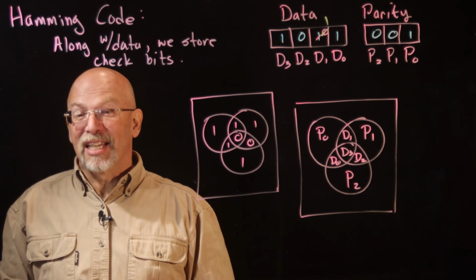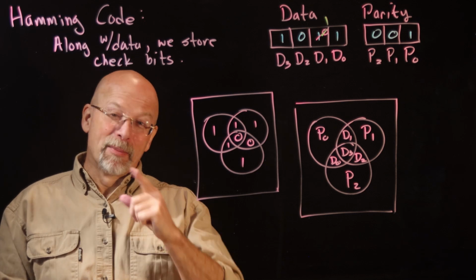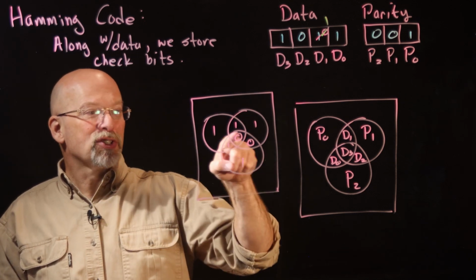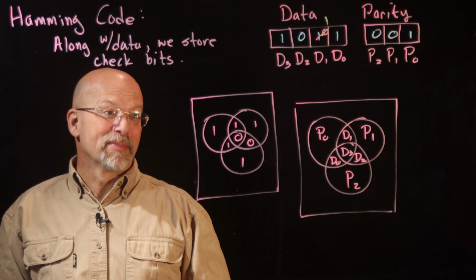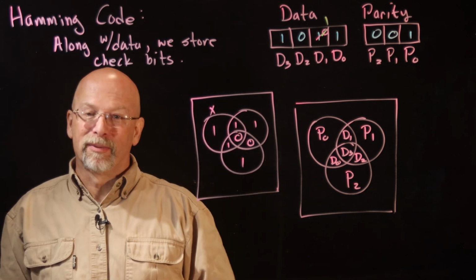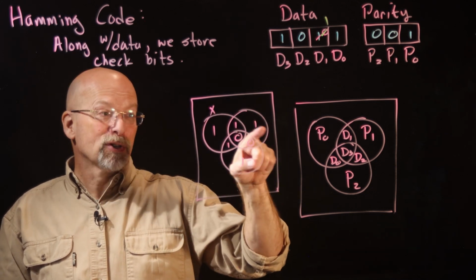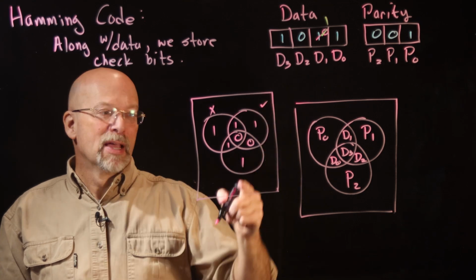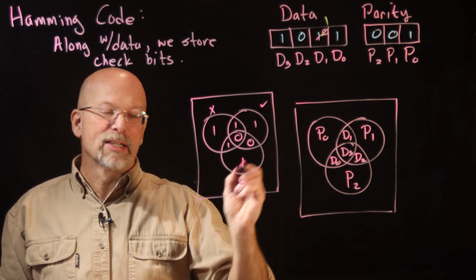All right. Now, this is the data you read back from memory. Tell me which circles have a problem. Well, this circle has 3 1s in it. There's a problem with this circle. This group right here, 2 1s, it's okay. This circle, 2 1s, it's okay.